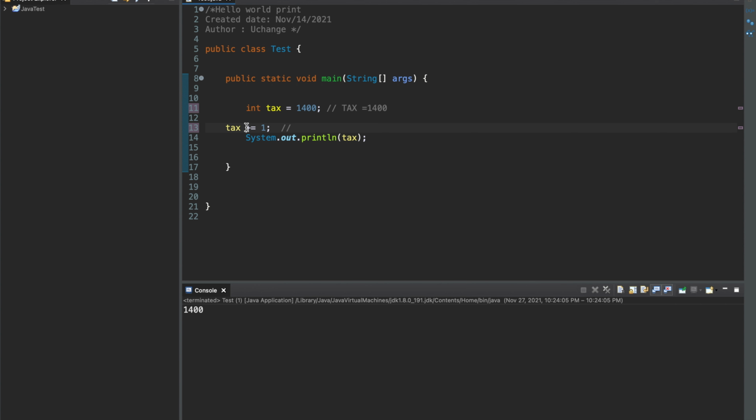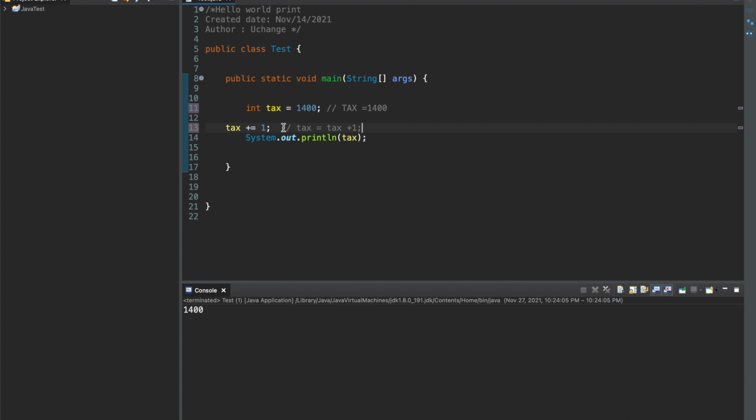Whenever I write plus equals to, what it says is the new value of tax will be the initial value of tax plus the current value that has been assigned. So this is what it means. Whenever you say plus equals to, it will go ahead and find the initial value, which over here is 1400 as of now, and it will add this value.